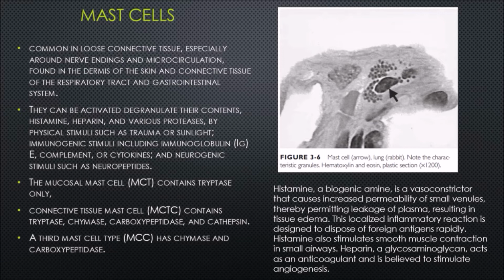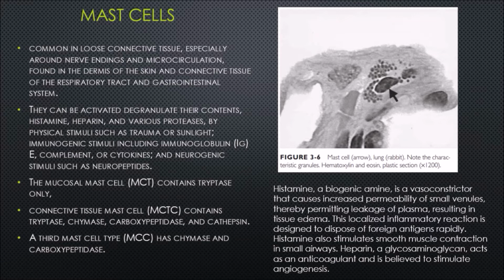Mast cells can be classified into three, which are the MCT, MCTC, and MCC. MCT, also called mucosal mast cell, only contains tryptase, and MCTC, which is the connective tissue mast cell, contains tryptase, chymase, carboxypeptidase, and cathepsin. And the third mast cell type, which is called MCC, has chymase and carboxypeptidase.